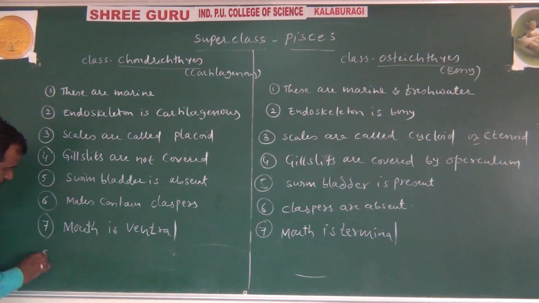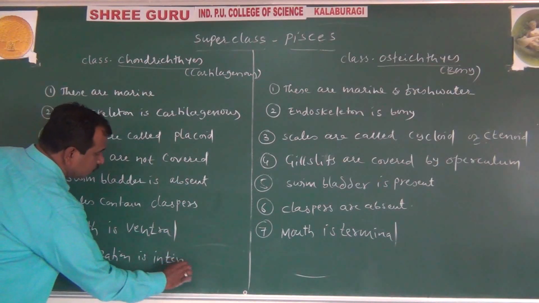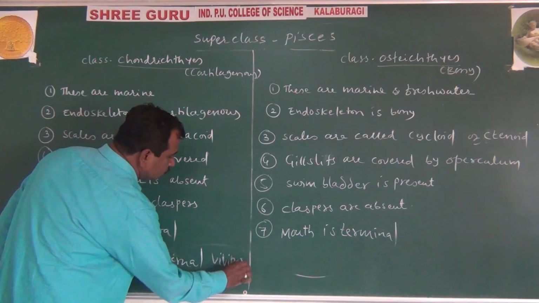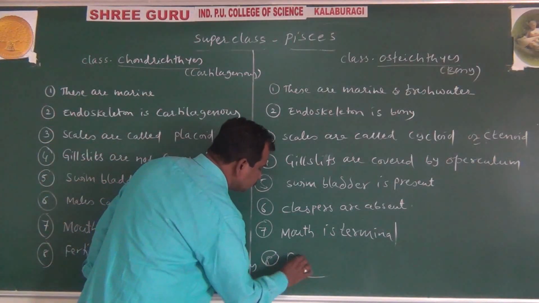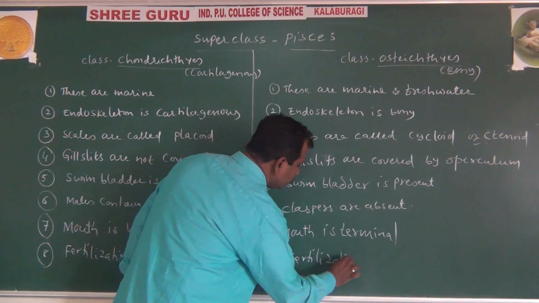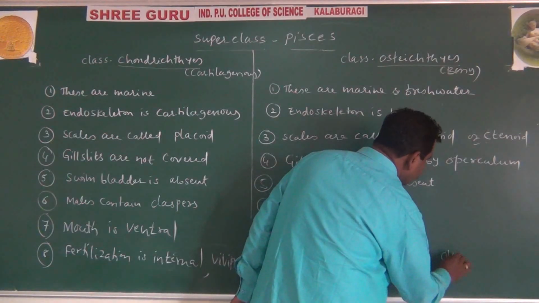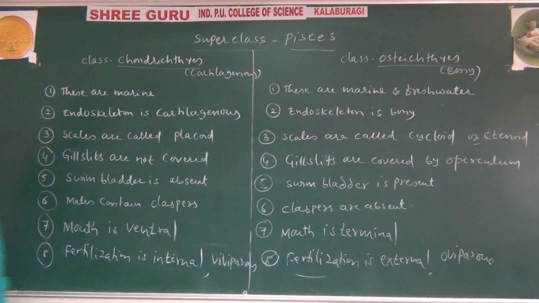Now, the eighth one you can see: fertilization is internal, viviparous. Fertilization is internal, viviparous. On this side, fertilization is external, oviparous. External, oviparous. So the difference we are observing is that fertilization is internal.